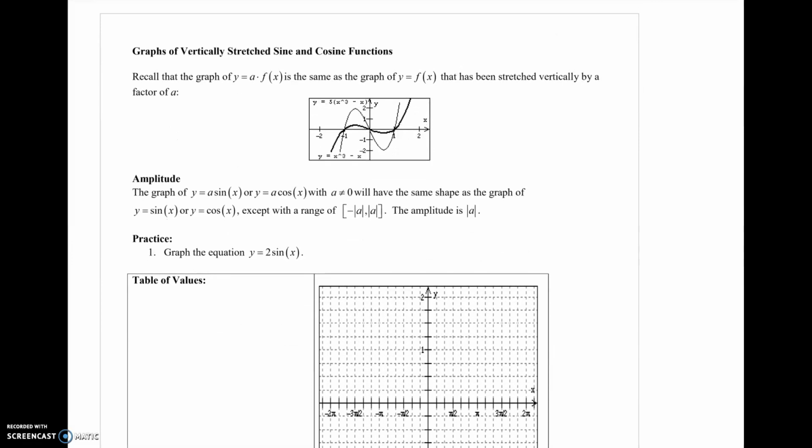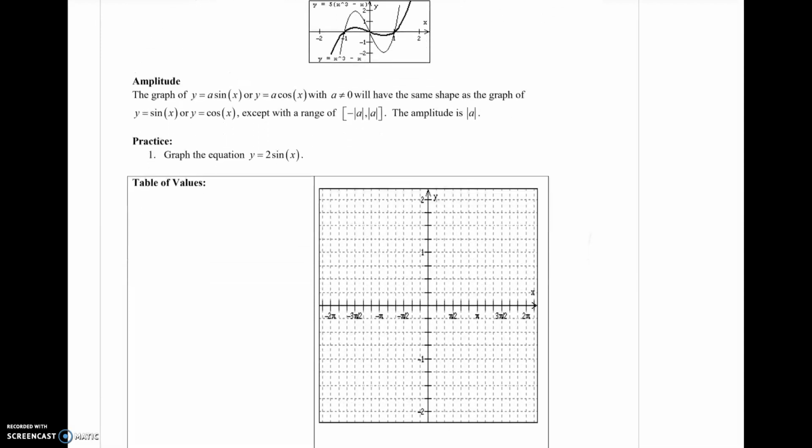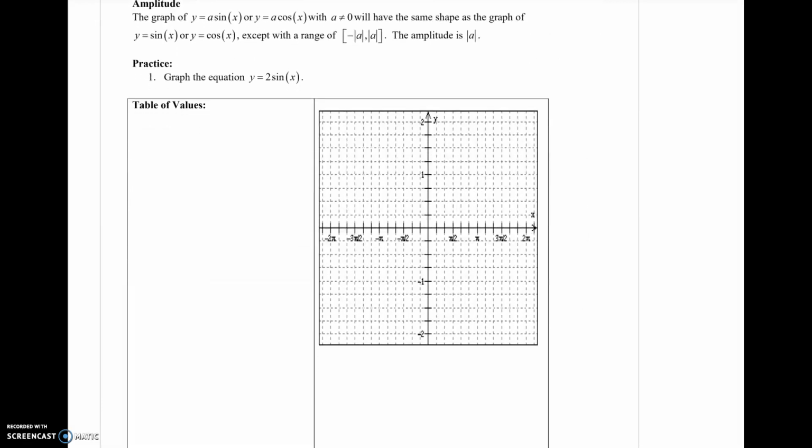Now, graph of vertically stretched sine and cosine. You know what, guys? We are going to apply exactly the same idea. We have to graph y equals 2 sine x. So first of all, what I'm going to write is sine of my angle x is equal to 0. And I know it's equal to 0 when x equals 0, when x equals pi, and when x equals 2 pi. Therefore, 2 sine x will also be equal to 0.